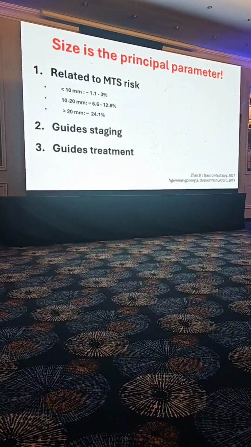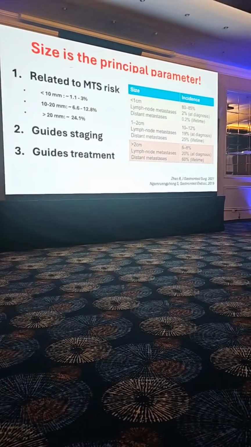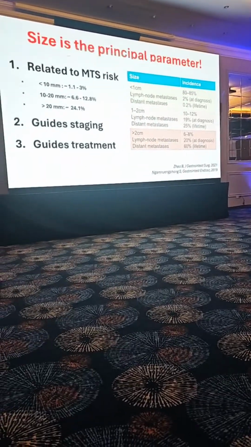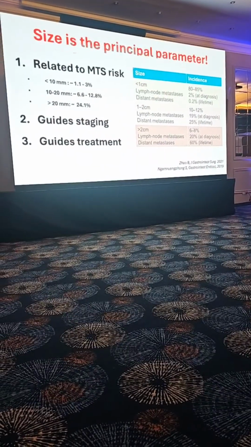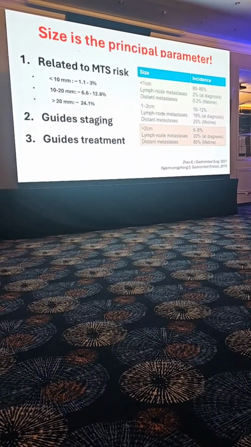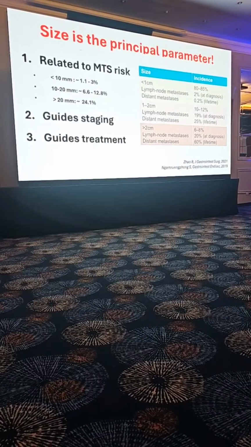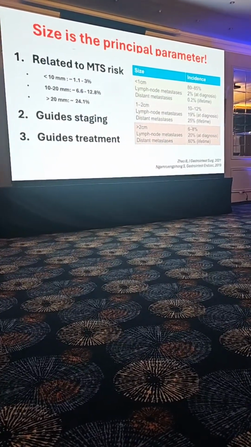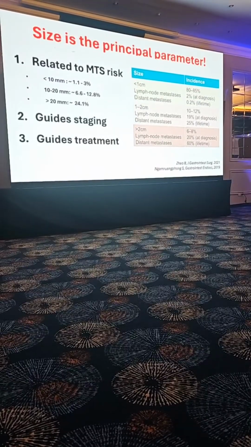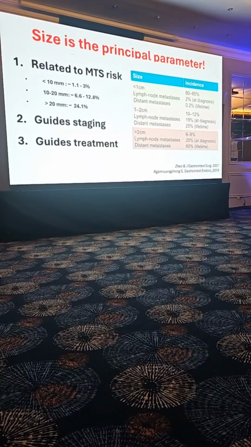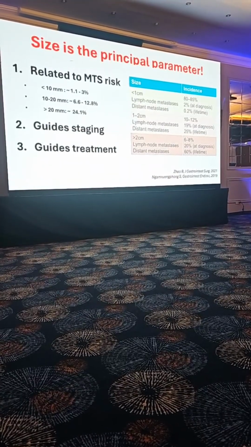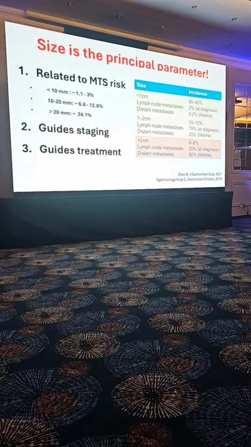Because if you have a small NET, which are the majority, then the risk of distal metastasis is very low. If you have a big NET, more than 2 centimeters, then you have a 60% risk of distal metastasis and 20% of lymph node metastasis at diagnosis. So you don't touch the rectal NET, but you are very careful with the size, because this will help you to understand which NET you're dealing with.